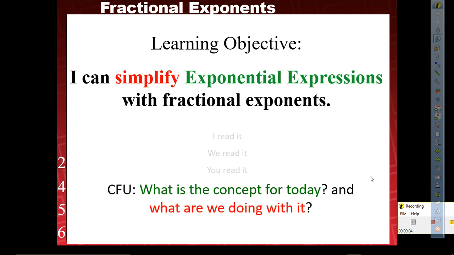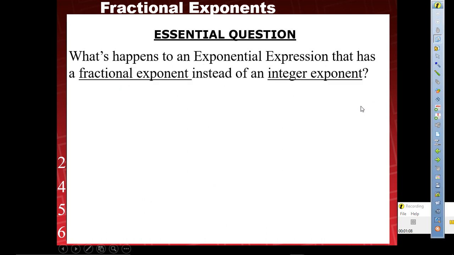So, with that said, you copy the objective at the bottom left of your Cornell notes. We don't need a fair model today. You don't need to fill it out because we already know what exponential expressions are, right? Yes. Numerical and variable expressions raised to a power greater than 1. Remember that? So, remember this question, though. Put a little Post-it note inside your noodle. It says, what happens to exponential expressions that have a fractional exponent instead of an integer exponent? Something's going to happen to the expression if it has a fraction instead of an integer as an exponent.